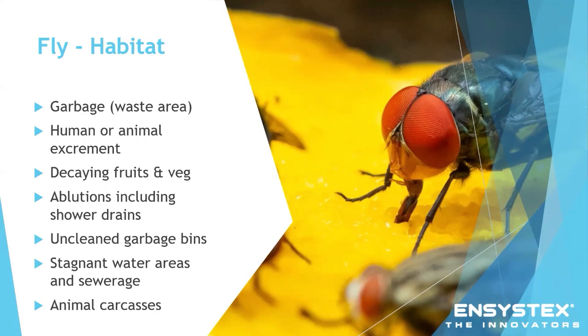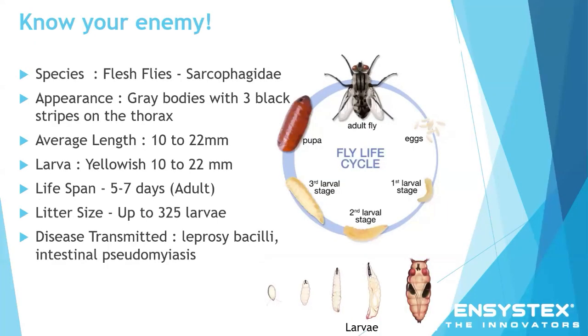Remember, you always want to find the source. Uncleaned garbage bins, stagnant water areas, sewage, and animal carcasses. These are the areas, and remember, there are lots of other ones. We're just taking the most prominent ones.